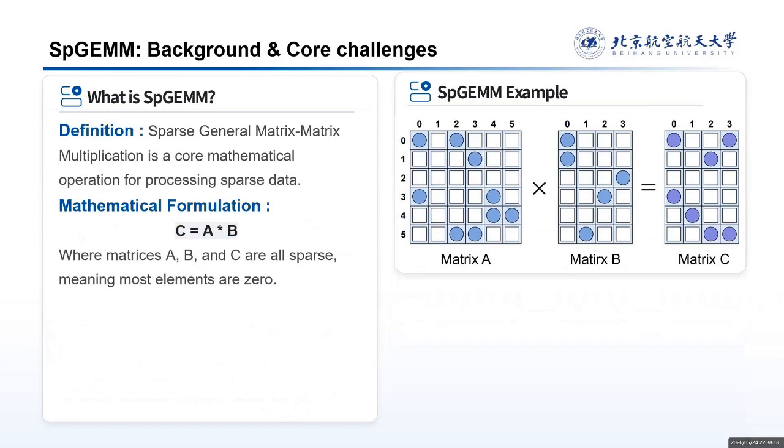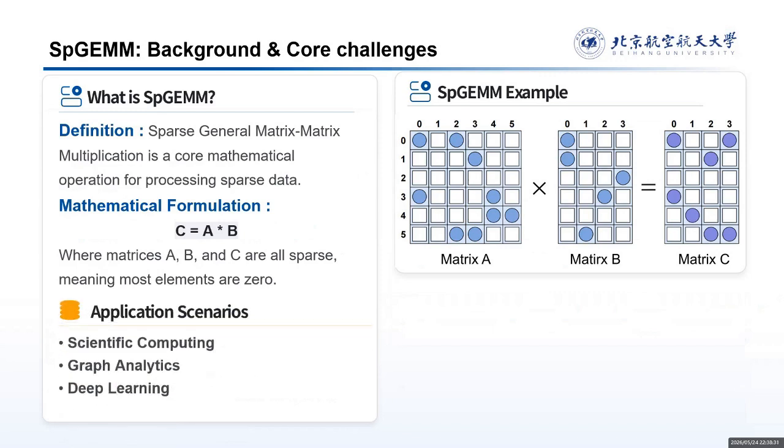SpGEMM means sparse general matrix multiplication. Here A, B, and C are all sparse matrices. That means most elements in these matrices are zero. SpGEMM is an important operation in many areas. For example, it is used in scientific computing, graph analytics, and deep learning.